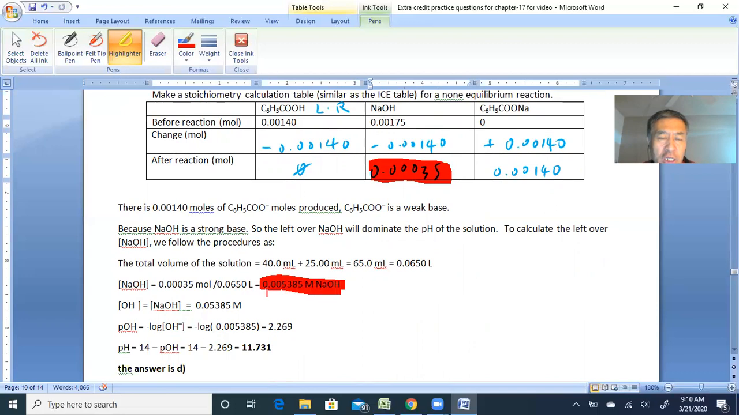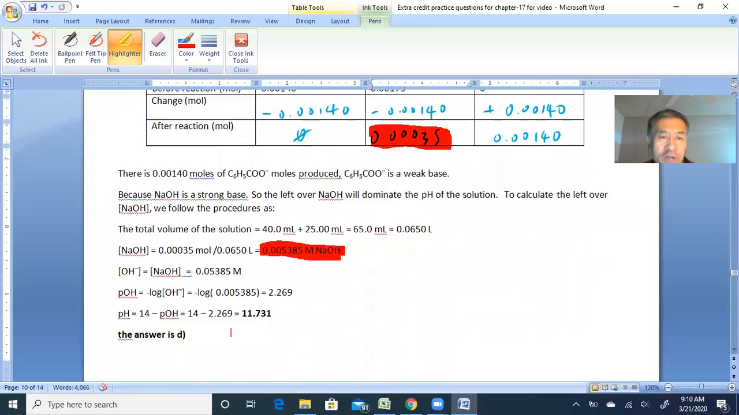NaOH. So we know NaOH gives us 1 OH, so therefore the hydroxide molarity equals the NaOH molarity, which equals 0.05385 molar. So pOH equals negative log of OH, which equals 2.269, then pH is 14 minus pOH, which equals 11.731. So therefore the answer is D.